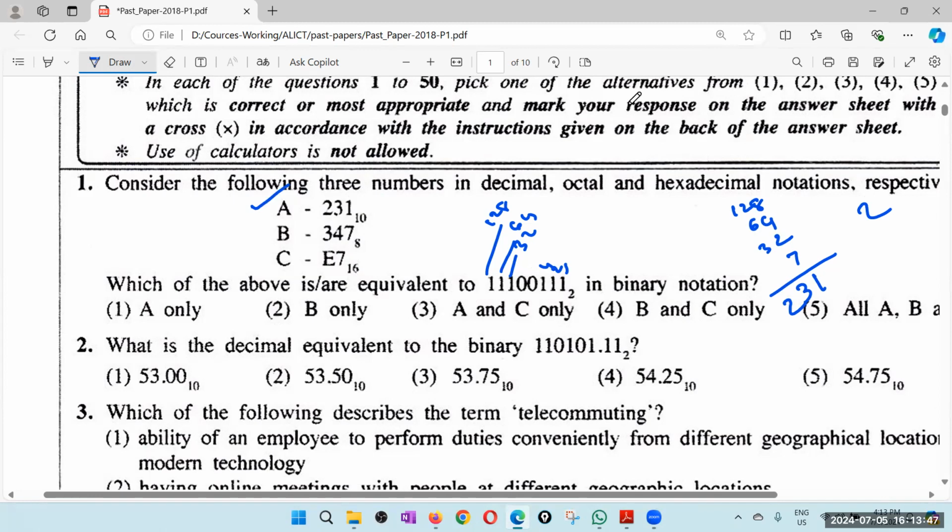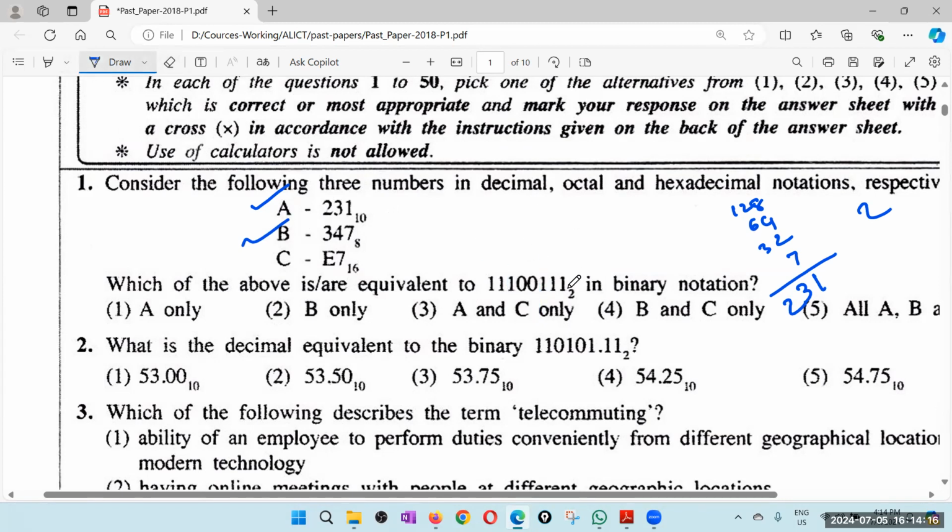A is correct. Then I will convert the second one because it's easier to convert binary to octal. Or actually, both are easy anyway, but I prefer to convert binary to octal. So take it 3 by 3 from the right hand side. This is 7. This is 1, 2, 4. And this is 3. So 3, 4, 7. Yes, this is correct.